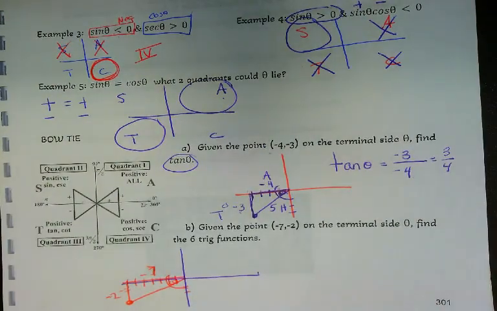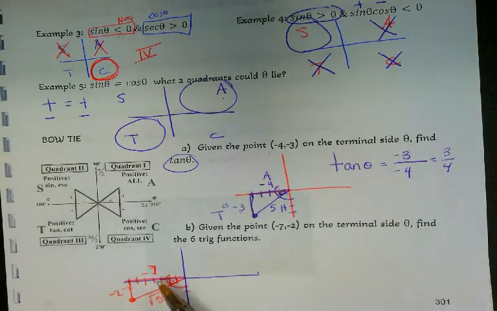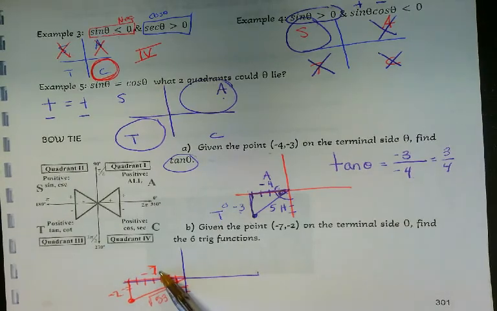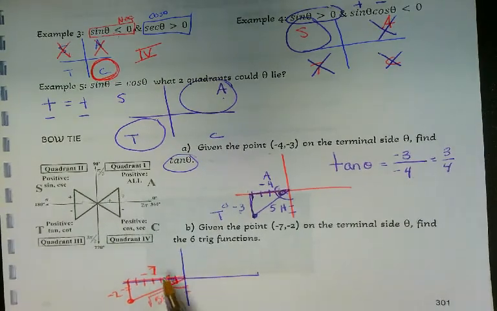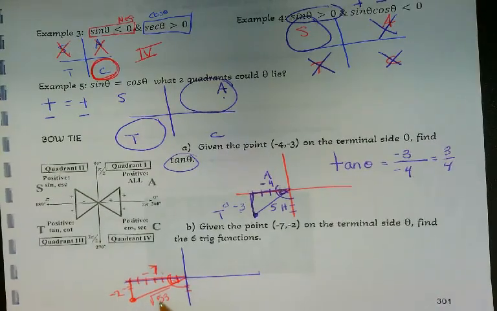Little Pythagorean theorem. What are we ending up with? The square root of 53? Did you do -7 squared, like in parentheses? That might do it. Make sure you always use parentheses. Yeah. Square root of 53 sound good?